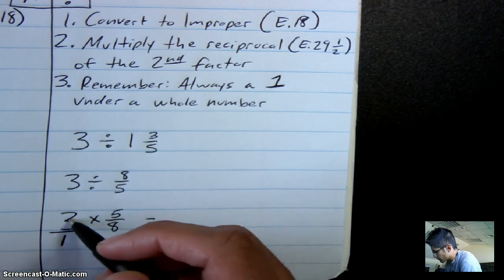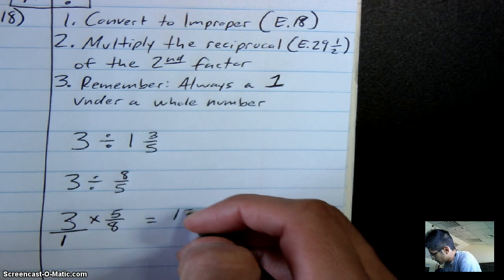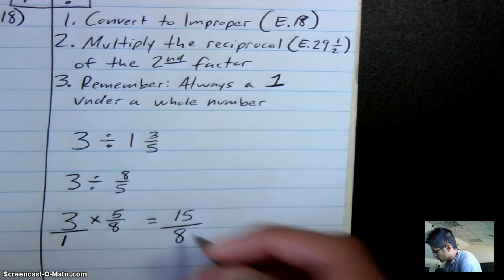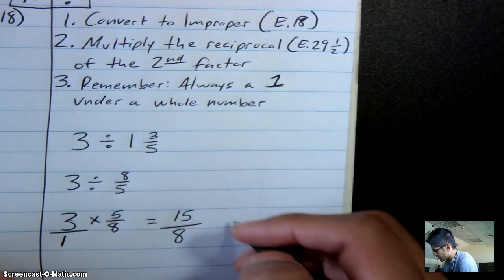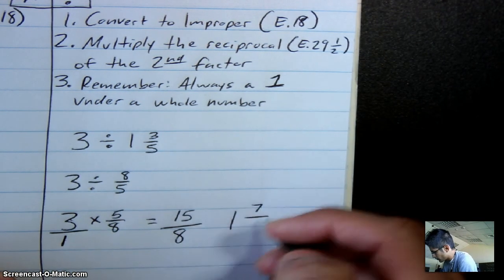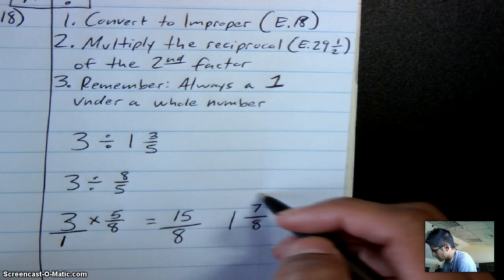So then I multiply that. I'm going to do numerators. 3 times 5 is 15. 1 times 8 is 8. So I have an improper fraction, so always convert it and simplify it. 8 can go into 15 one time, and I'll have 7 left over. So that's my answer, 1 7/8.